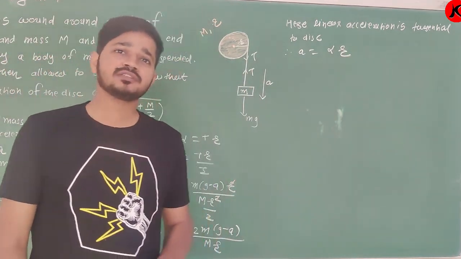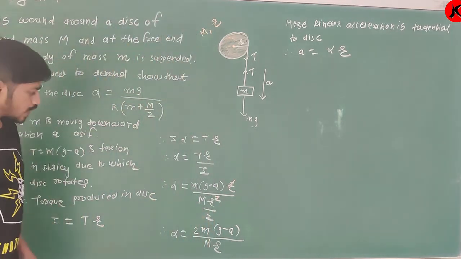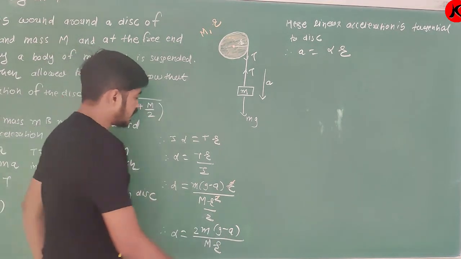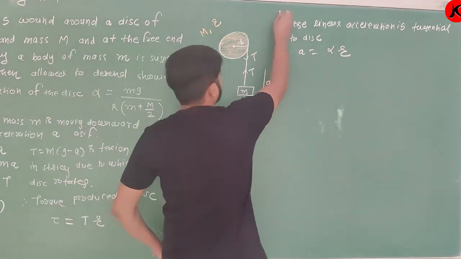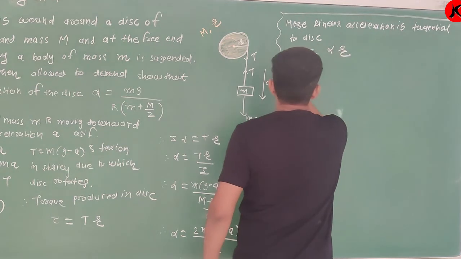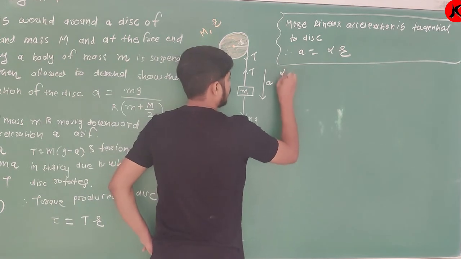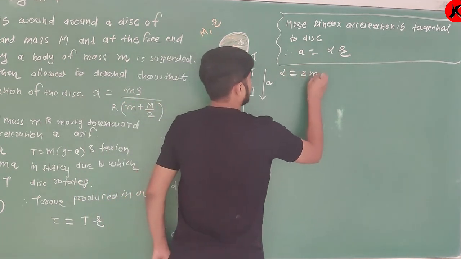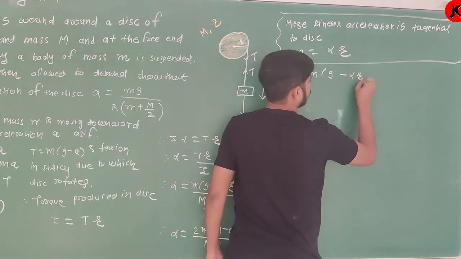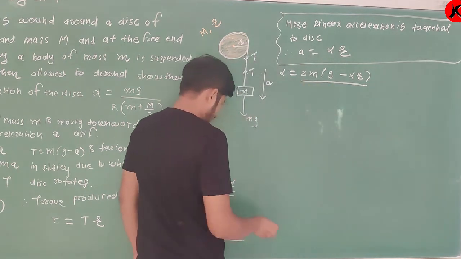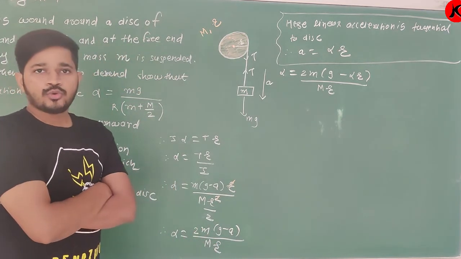Remember from the starting of the chapter, the tangential acceleration a is equal to alpha r. So here you have to replace this a by alpha r. Let me write this in a box. Now alpha is equal to 2(g minus alpha r) divided by r. Clear?